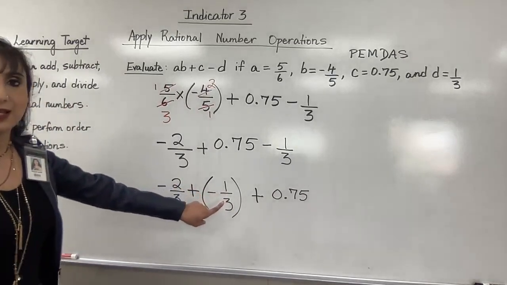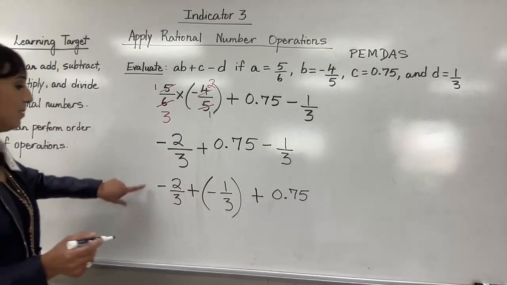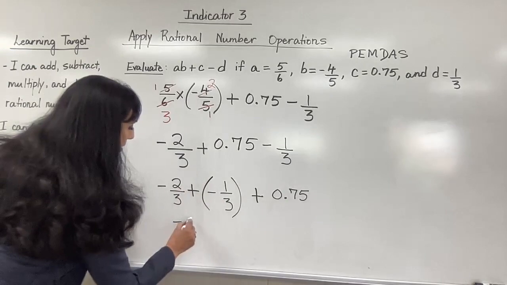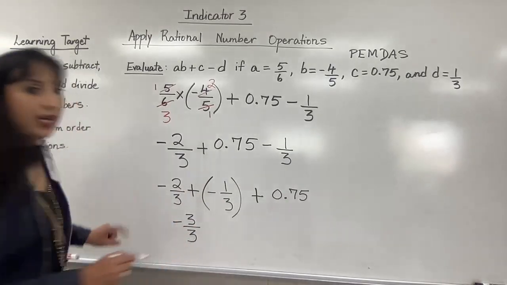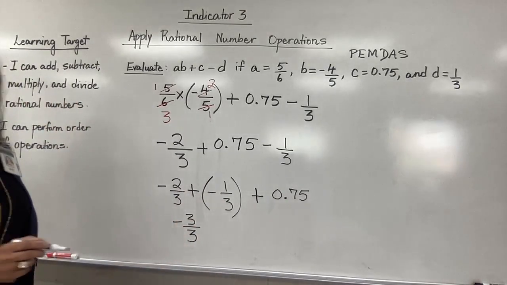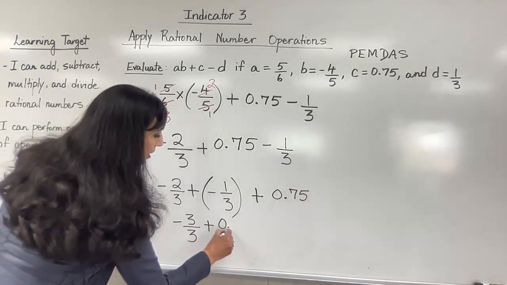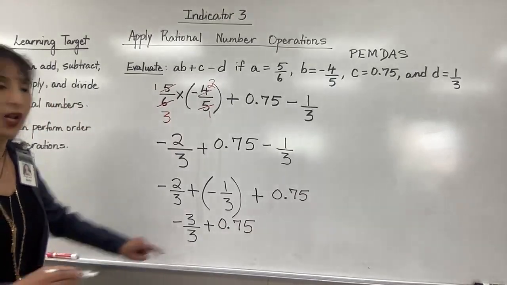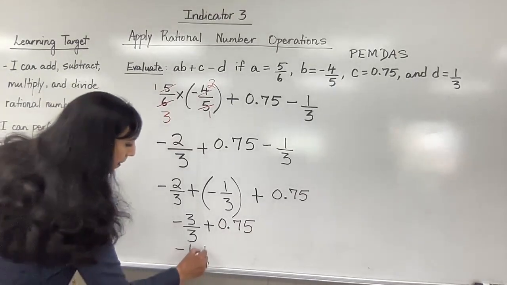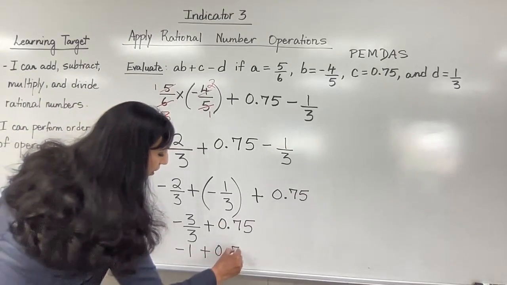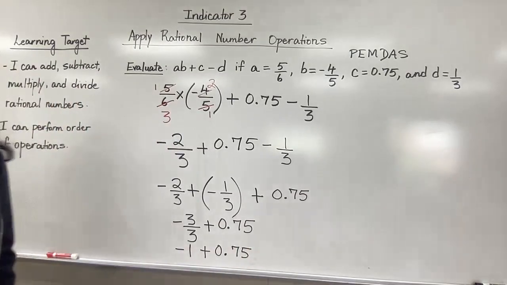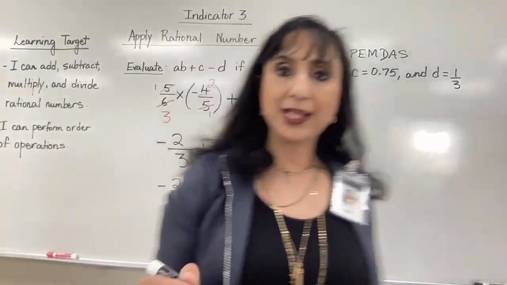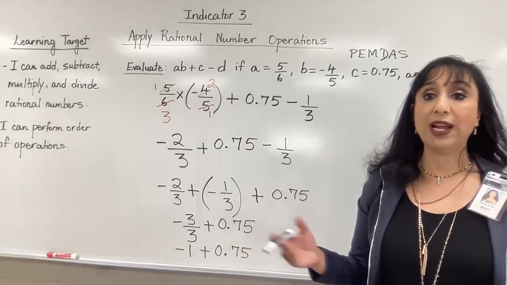Now if I look at this, both are the same signs, so I am going to add, and I get negative 2 and negative 1, that becomes negative 3 over 3, right? And then this is plus 75.00, and I know that 3 over 3 is one whole, so this is negative 1 plus 75.00. Okay, now since we have opposite signs, we are going to subtract the smaller number, the absolute values of both, basically.